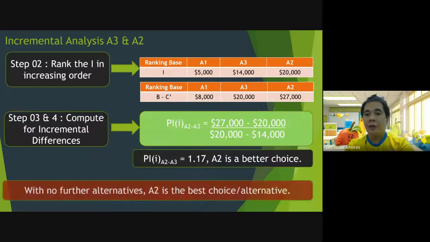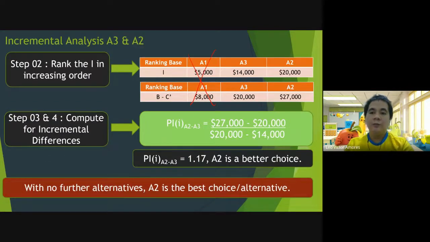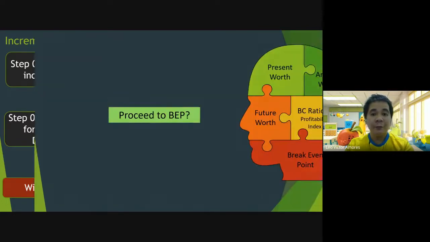After that, you'll be comparing A2 and A3. The answer is 1.17. So, A2 is a better choice. So, with no further alternatives, A2 is the best choice or alternative.